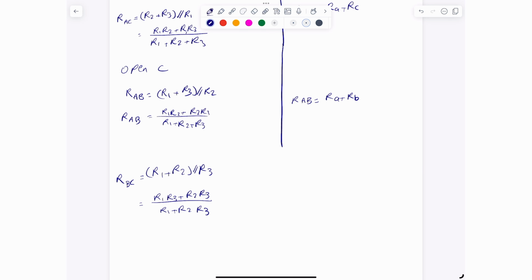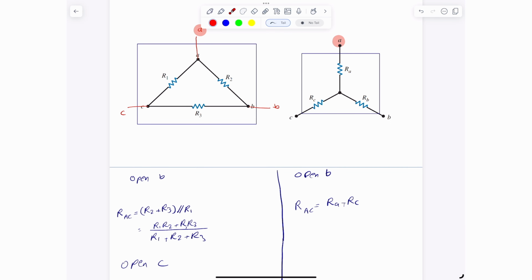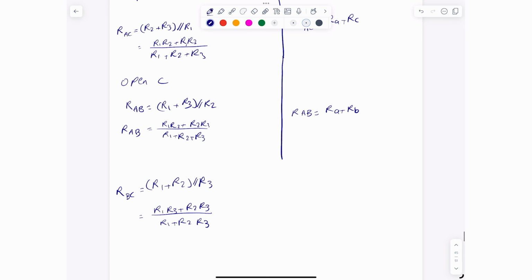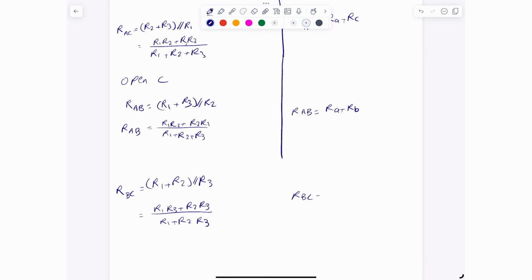And if we take a look at the Y formation, if we open up this one here, this doesn't exist. That means the B and the C are in series, okay? So that means RBC becomes RB plus RC.